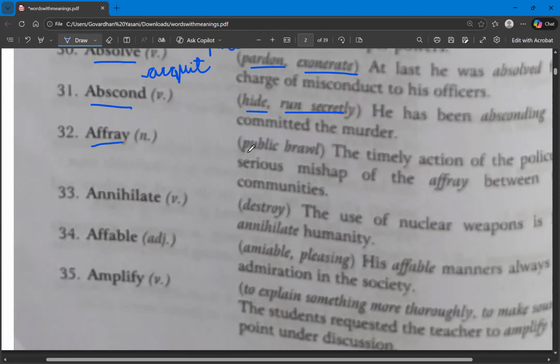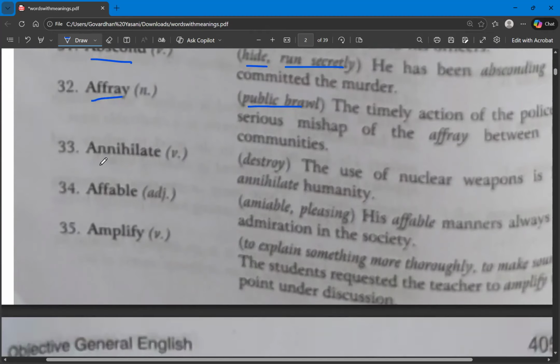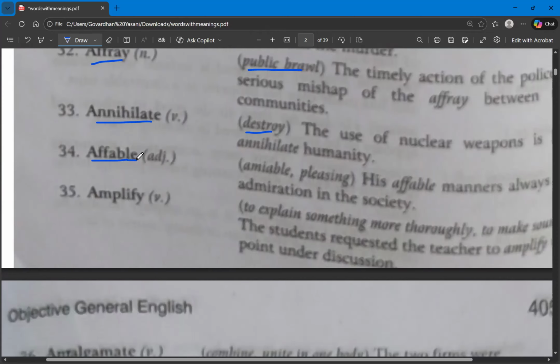Affray means public brawl. Brawl means something like a fight or a quarrel. So brawl means quarrel. Affray means public brawl, that is public quarrel. The next one, annihilate. Annihilate means destroy, raze. These are the synonyms for the word annihilate. The next one, affable. Affable means amiable or pleasing, gregarious, sociable, genial. These are all the synonyms for the word affable.